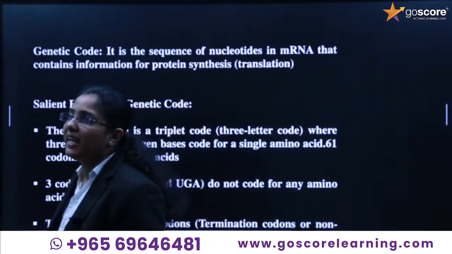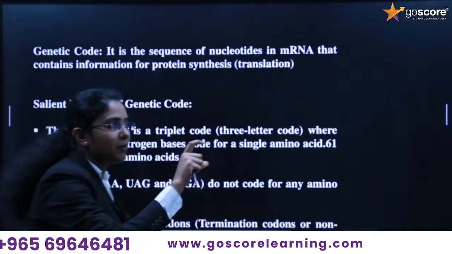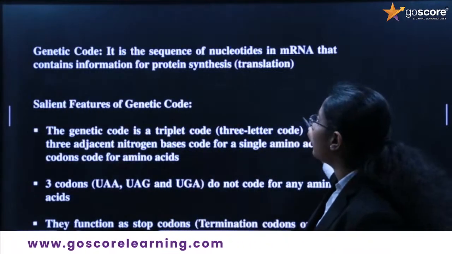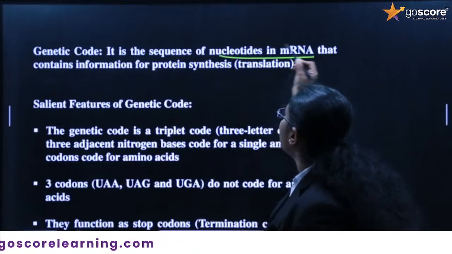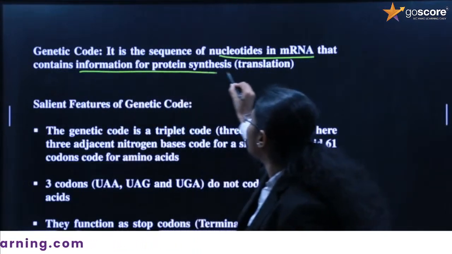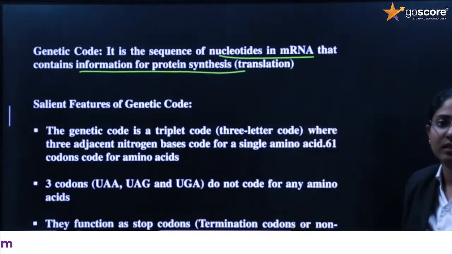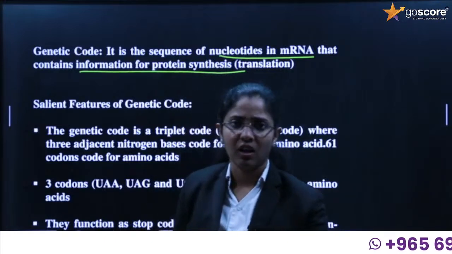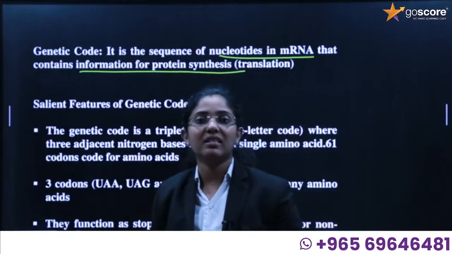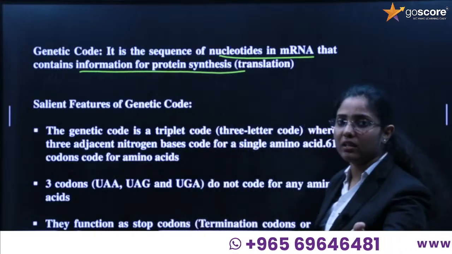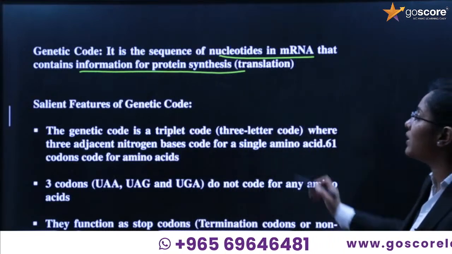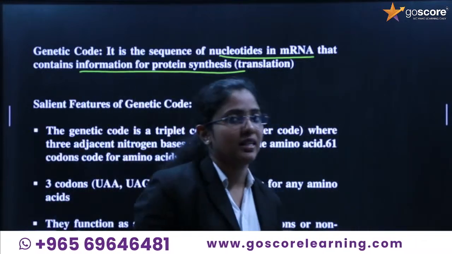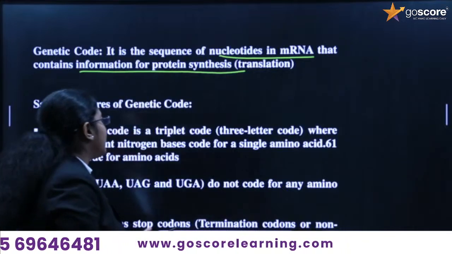So what is the genetic code? See, there is an mRNA. Messenger RNA gives the information, right? We can say the genetic code is a sequence of nucleotides in mRNA which contains information for protein synthesis. Messenger RNA gives the message. What kind of message? It is giving information for protein synthesis, and that process is known as translation.